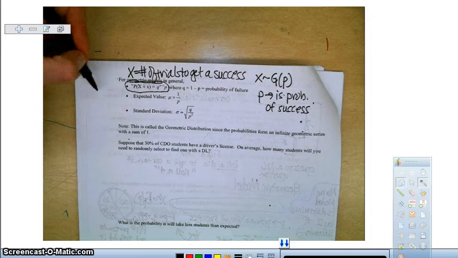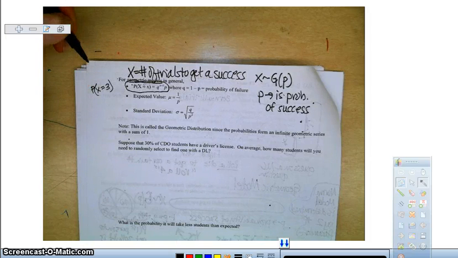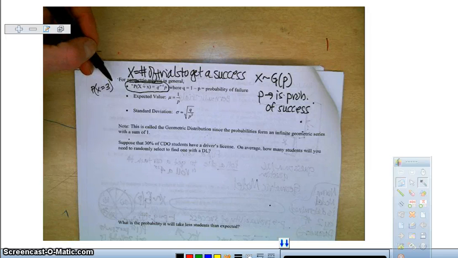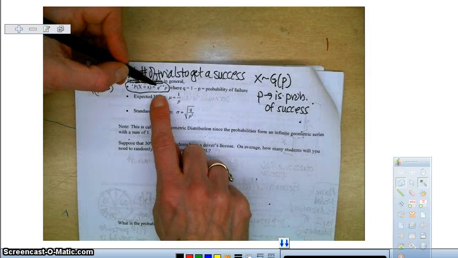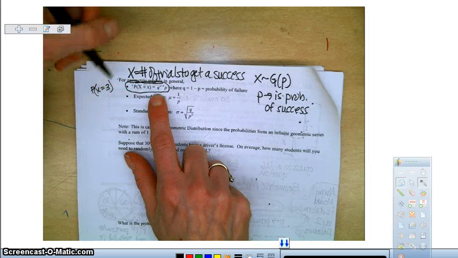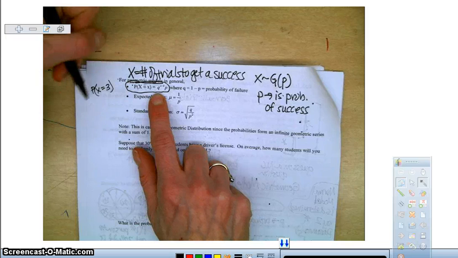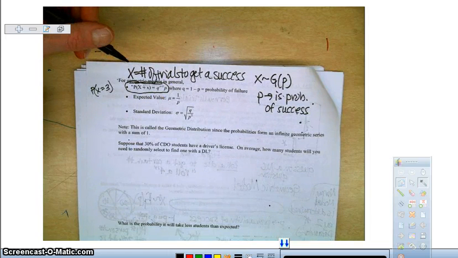So like in the last problem, the probability that X equals 3, that it took me 3 times to get a 5, would be, it says Q. What's Q represent? Failure, the probability of a failure. What's the probability of a failure in the last problem? 5/6, the last example that we did, okay? Rolling a 5 or not rolling a 5.